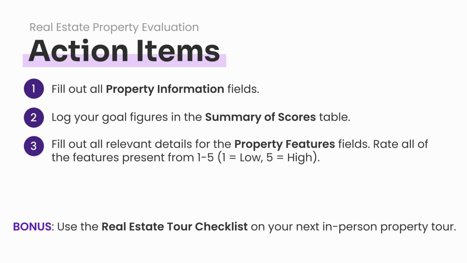All right. So I think this is a really fun one. Fill out all of the relevant details for the property features fields, and then rate all of those features that are present from a 1 to a 5, 1 being the lowest, 5 being the highest score. And if any of these fields don't apply to you, you can either just leave it blank or you can put NA. It will not affect the overall score average, but this is going to help you really see how this property shakes out whenever all of the features are quantified with your sentiments through this 1 through 5 rating in this sheet.